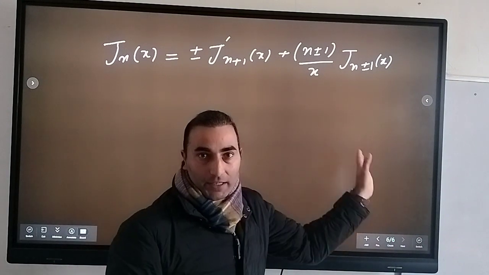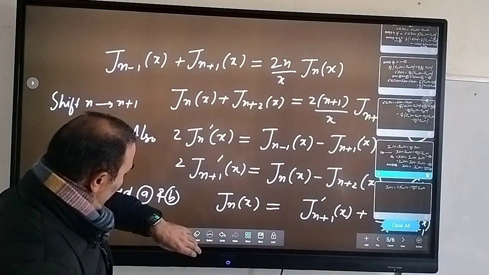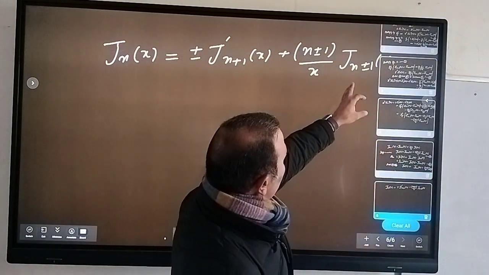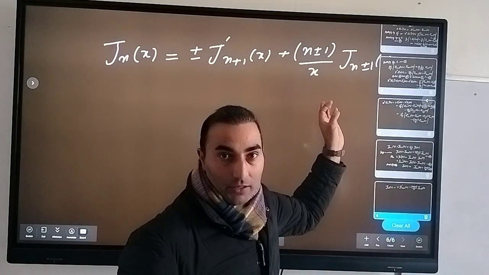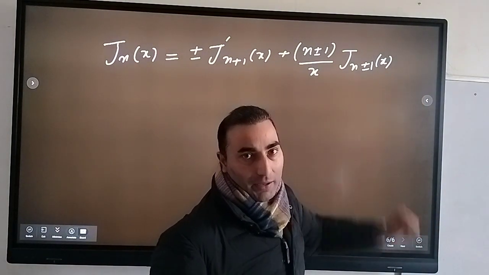When we subtract equation A and equation B, the two equations we had here, what will come? I will get this as minus J dash of n plus 1 of x, and then plus J of n minus 1 of x, right?